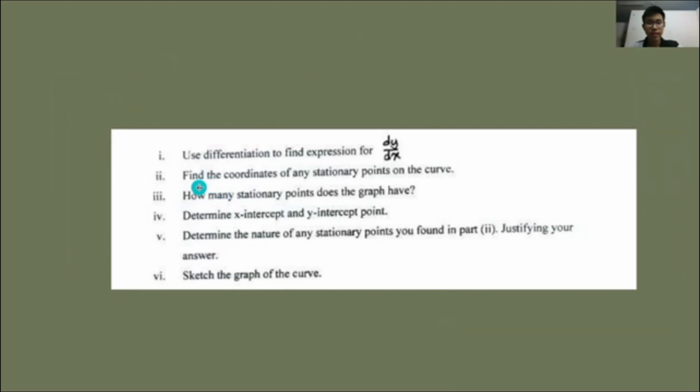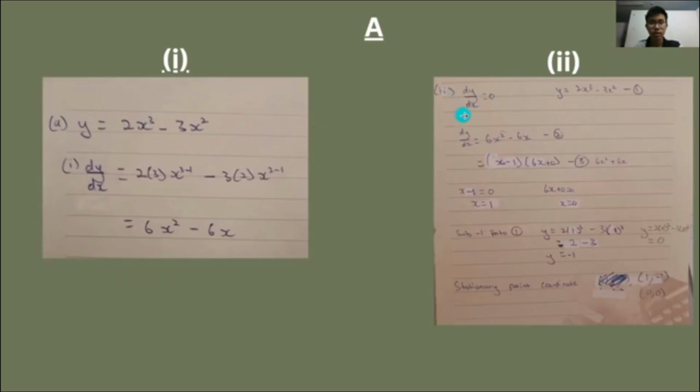Later on, find the coordinates of any stationary points on the curve. To find the coordinates, dy over dx must be 0. And moving on, we'll be doing the substitution method. Over here, we'll have y equals 2x to the power of 3 minus 3x to the power of 2 as the first one. The differentiated one will be the second one, which is 6x to the power of 2 minus 6x. Later on, we will factorise it as 6x times x minus 1, which will be the third one.